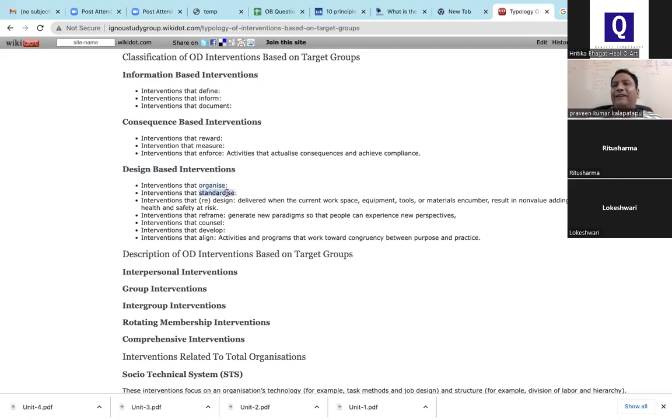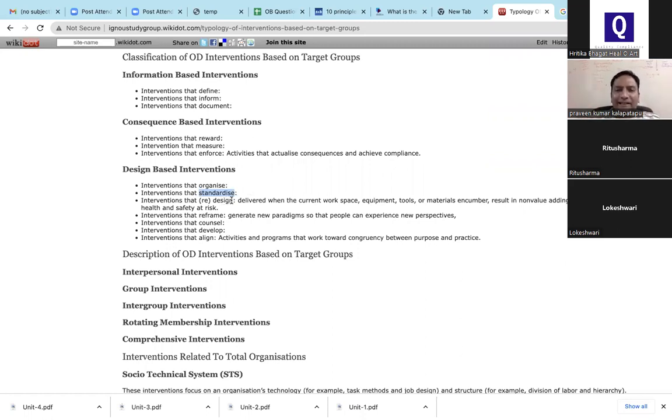Interventions that standardize: you want to standardize certain things, so you want to think what exactly should be your standard. You're standardizing the way, let's say, claims need to be made. You're defining a policy, you're standardizing it. People will have to tell their claims within 30 days, and so on. That is also designing a policy, right?